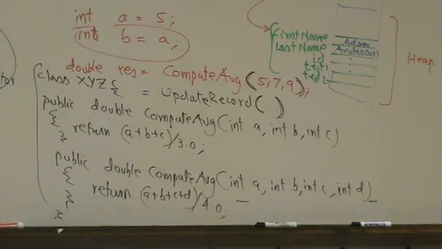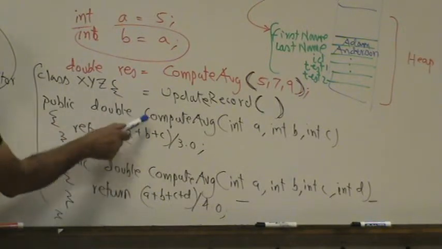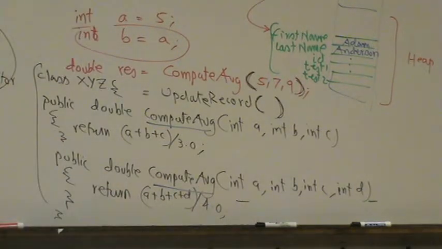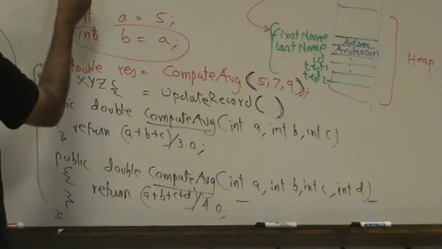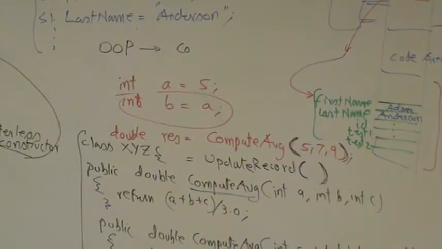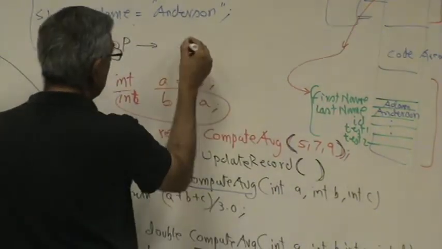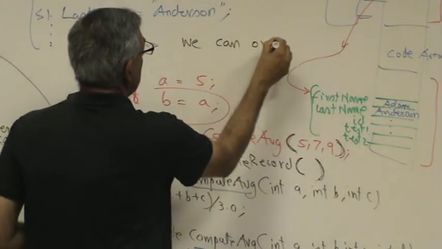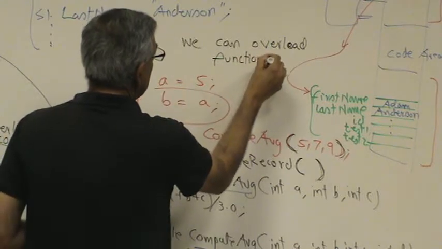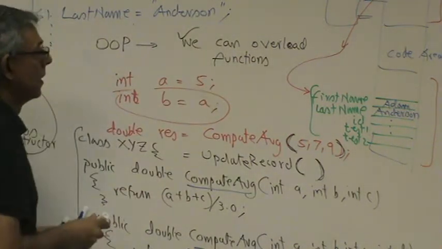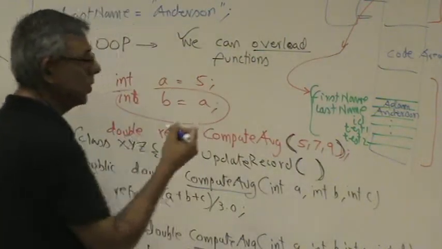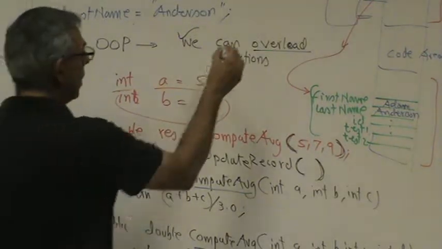So first of all, is it okay to have two functions with the exact same name? The answer is yes. That's one of the concepts in object-oriented programming, and that concept is called overloading. So we can overload functions. This is perfectly okay. And once again, what does overload mean? Two functions with the same name.